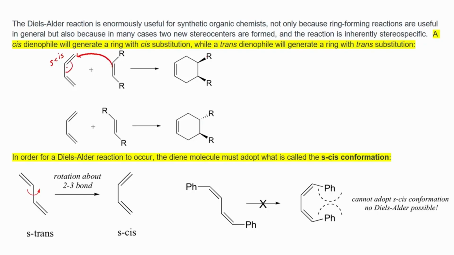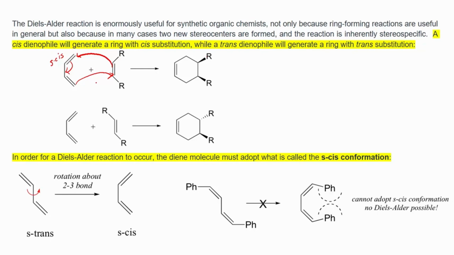Well, I can't have that just attacking nothing, so we come out here. 2 new sigma bonds, and one new pi bond, but we're breaking 2 pi bonds as well. So we have this big flip-flop of electrons in order to create this new 6-membered ring.